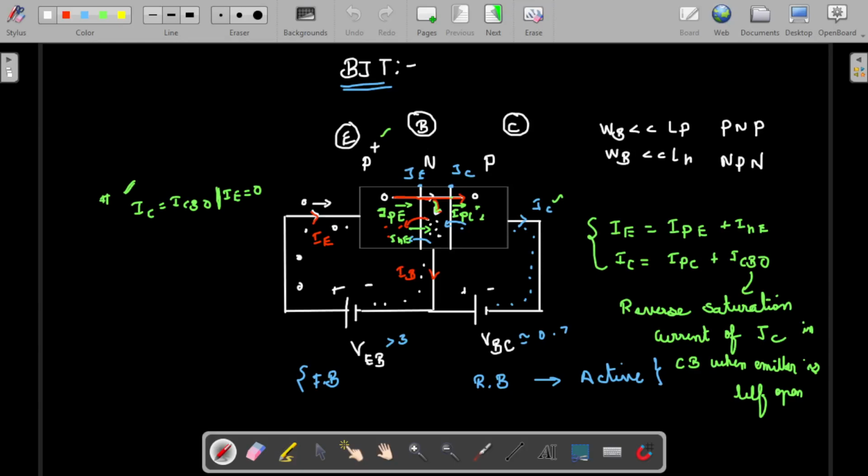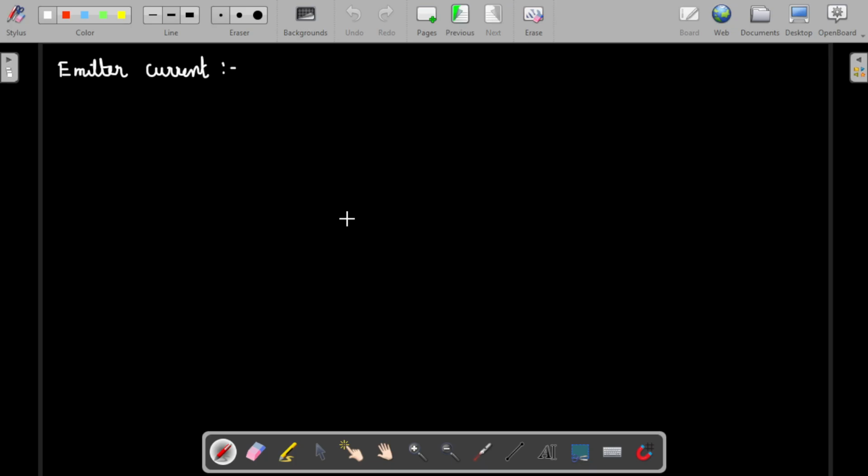Is it possible to get the amount of current that is flowing from the base terminal to the collector terminal, or from the emitter terminal to the collector terminal? So that can be possible. Yes, that can be possible with the help of the equations that we are going to develop now. So let's see how we can calculate how many charge carriers are moving from the emitter terminal to the collector terminal.